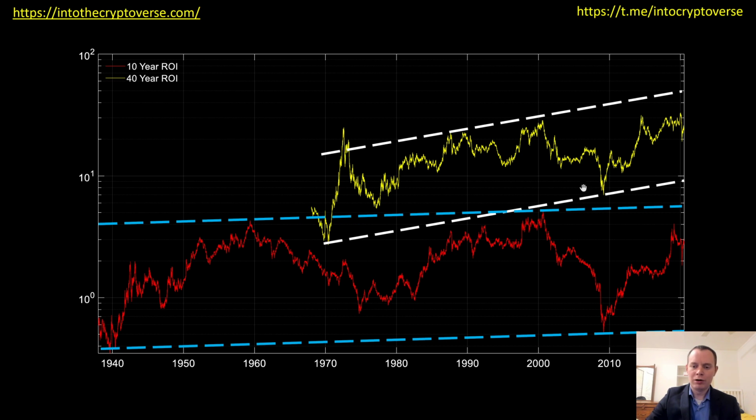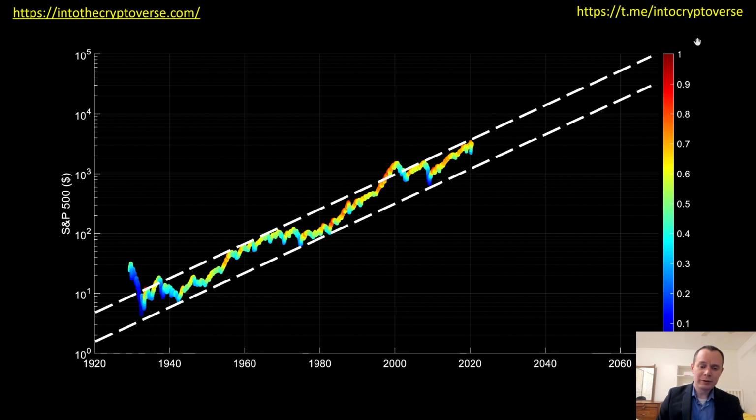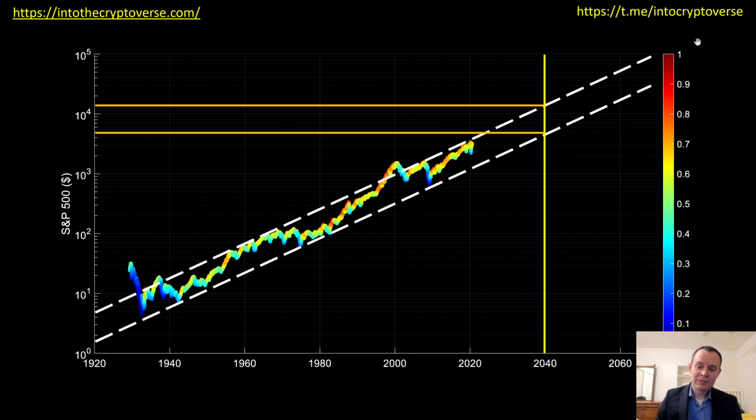We really don't know where it's going to go in the short term. What we do know is over the long term, it does tend to trend upwards. And you can see again that the 40-year ROI is fairly impressive. So again, this is the trend. If we were to speculate where the S&P 500 could be by the year 2040, if we were to stay within this trend, then our lower bound would be around here. Our upper bound is up here.